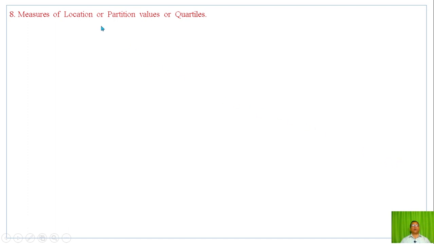Measures of location or partition values or quartiles. Along with measures of central tendency, there are measures of location, or partition values, or quartiles. As an introduction, the topic is measures of location. Then the first or lower quartile.